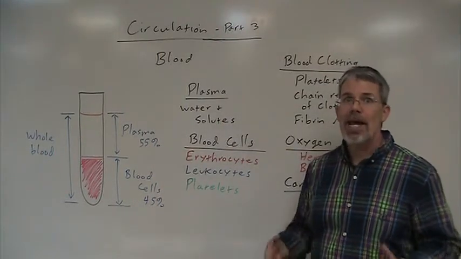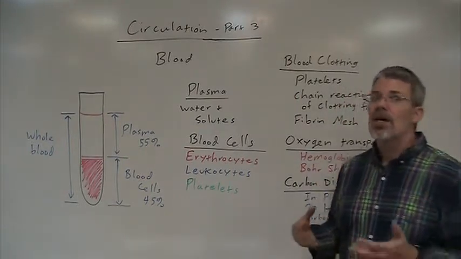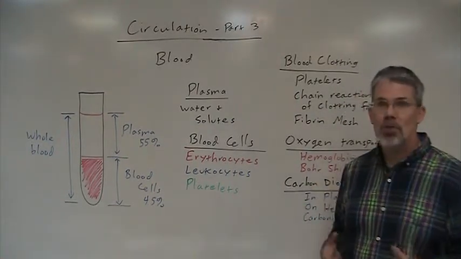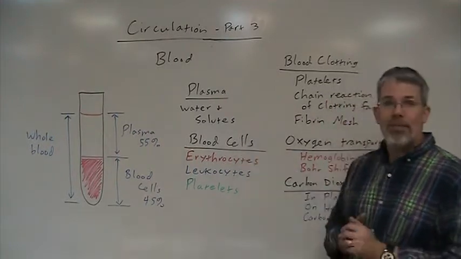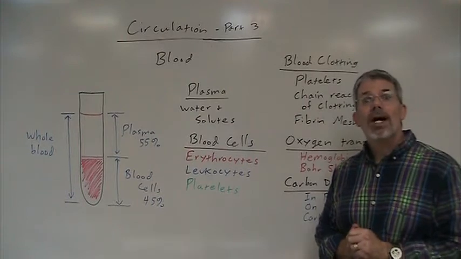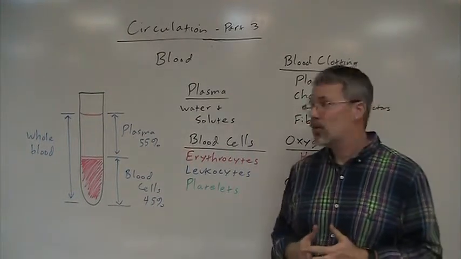This includes blood gases, dissolved proteins such as clotting factors, antibodies, immunoglobulins, albumin, and nutrients, waste, things like that. All of that's in plasma. The blood cells are manufactured in your bone marrow by stem cells on a regular basis. You're constantly making new cells, you're constantly getting rid of old ones.